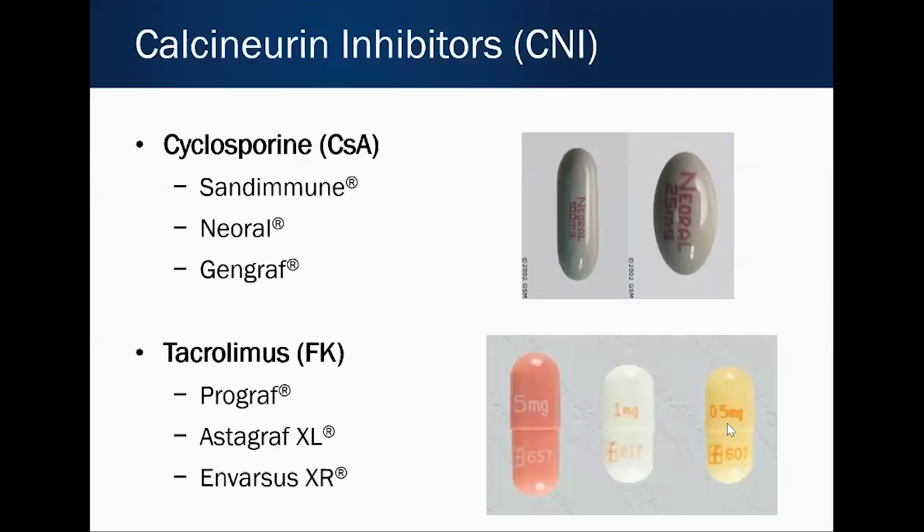So we have generic tacrolimus, obviously, which is generic for the brand name Prograf. That's our immediate release product. And then there are 2 extended release products, both brand only, Astagraf XL and Envarsus XR.